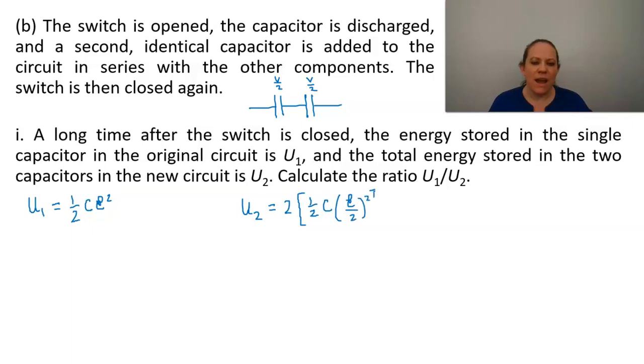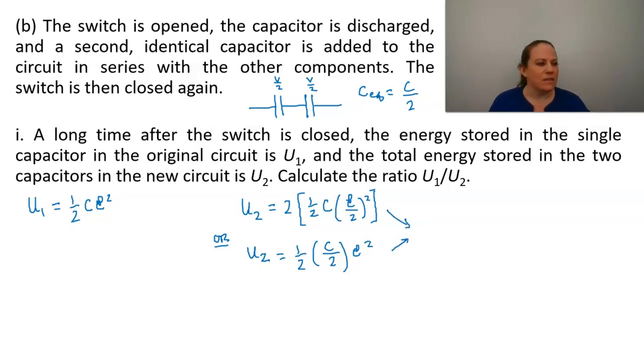because of course 1/2 C times (E divided by 2) quantity squared is the energy on a single capacitor, and we can just add them. Or we can think about the fact that the equivalent capacitance is going to be half of the original capacitance for our capacitors in series. So I could just do 1/2 times C over 2 for the equivalent capacitance times E squared. And either way we think about this, we're going to get 1/4 C times E squared.